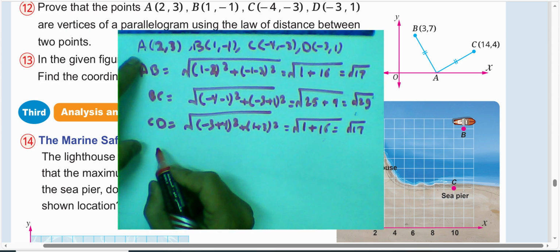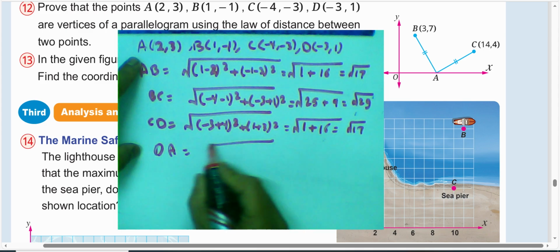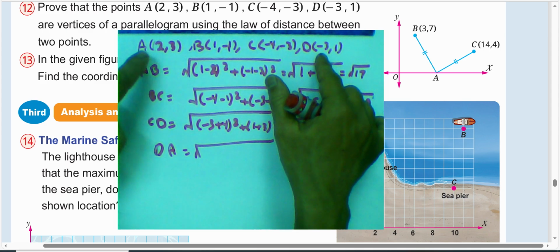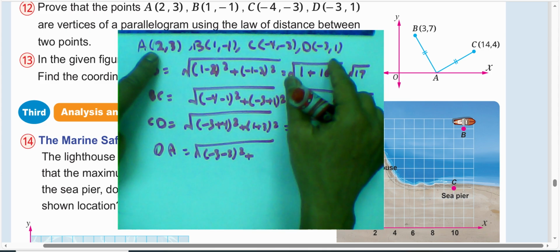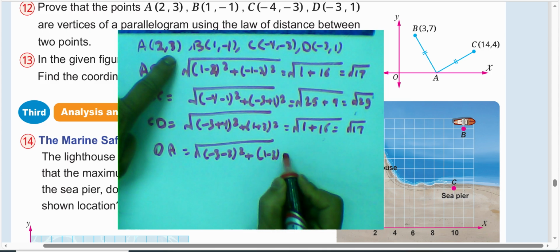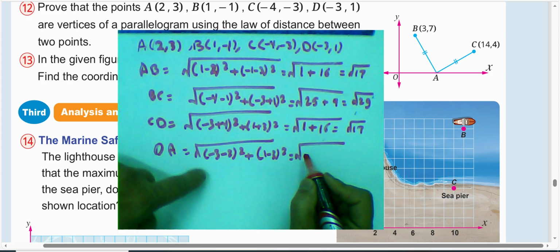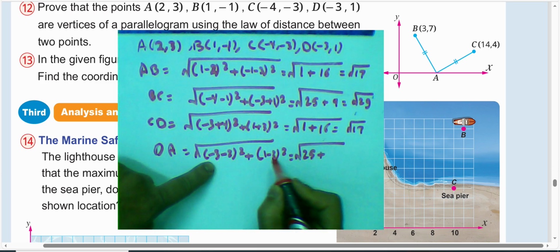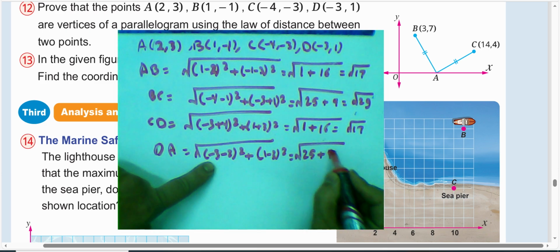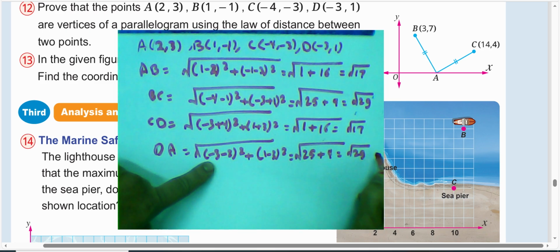And then DA, negative 3 minus 2 all power 2, and 1 minus 3 power 2. Negative 3 minus 2 all power 2, negative 5 power 2 is 25. 1 minus 3, negative 2 power 2 is 4. The result will be square root of 29.